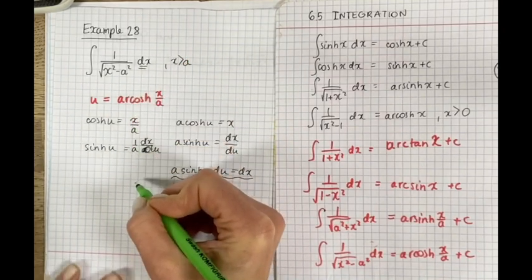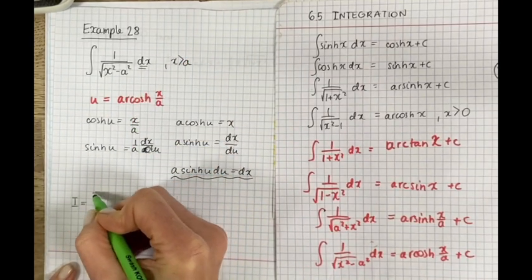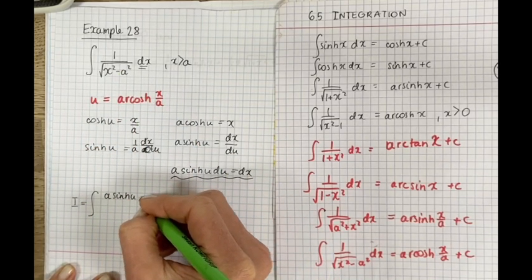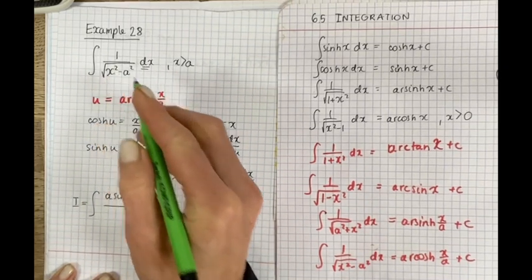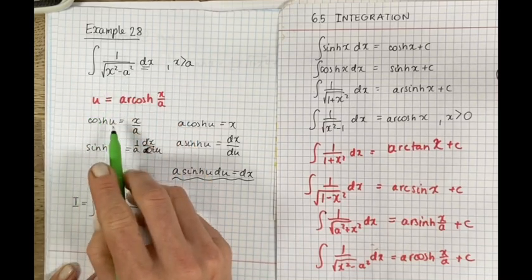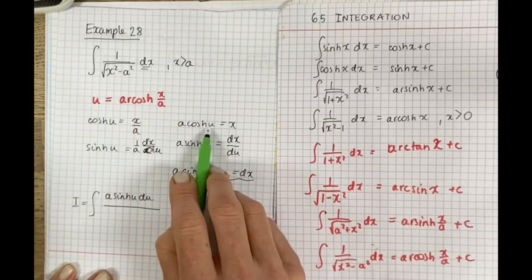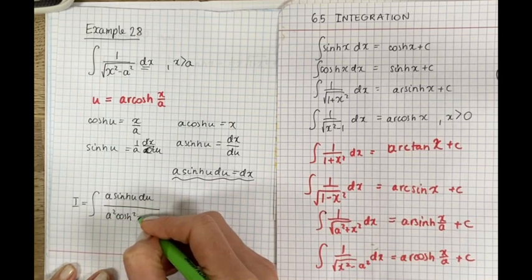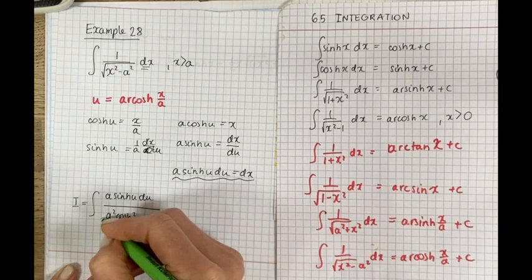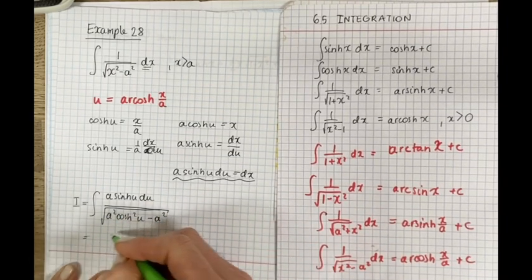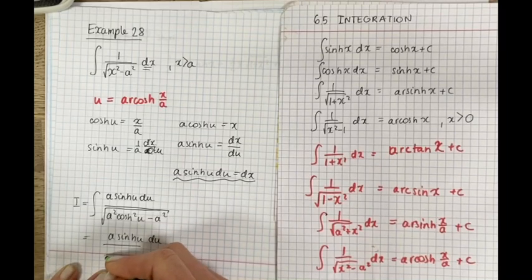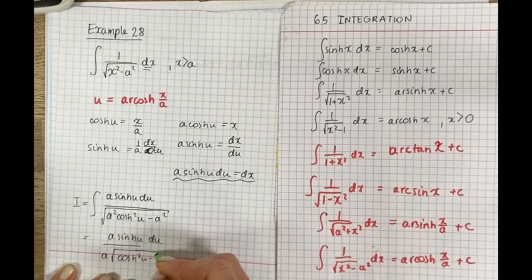So that's your dx. So you add your integral, let's call it I. You've got dx is a sinh u du. In the denominator, I'll have x squared minus a squared. My x is a cosh u. So it's a squared cosh squared u minus a squared. So you've got a sinh u du over a square root of cosh squared u minus 1.